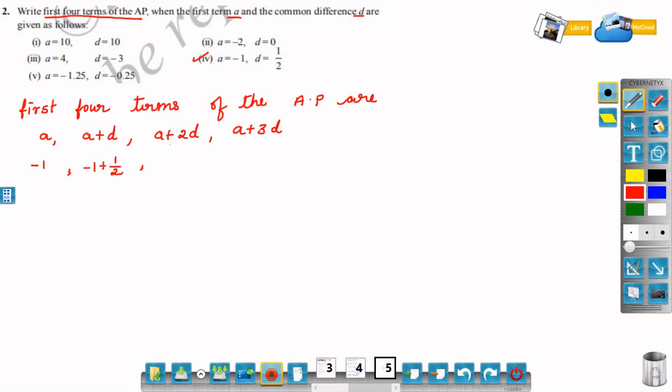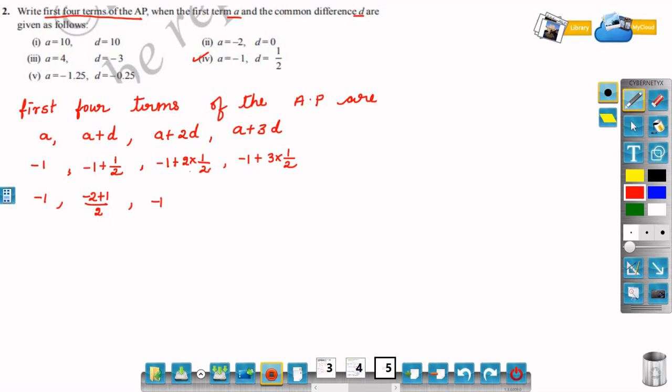Now let us write the third term. A is minus 1 plus 2 into D, which is half. Now the fourth term: A is minus 1 plus 3 into D, which is half. Now the first four terms of the AP are minus 1, comma, minus 1 plus 1 by 2. The denominator is 2: 2 ones are 2, minus 2 plus 1.